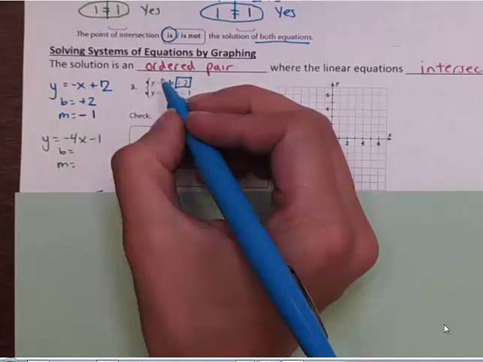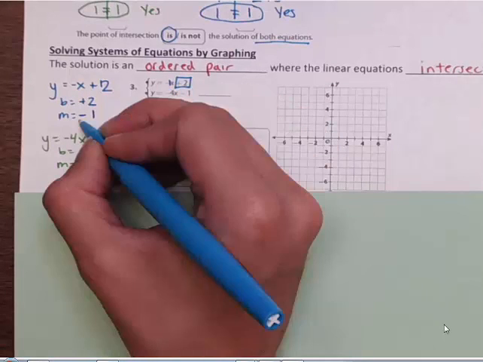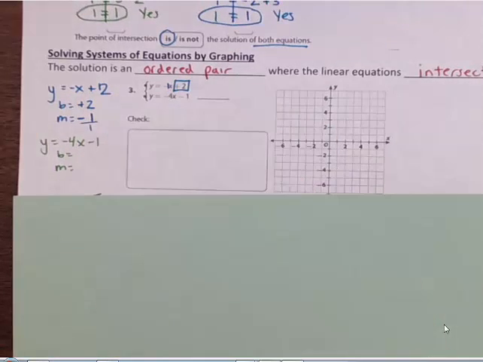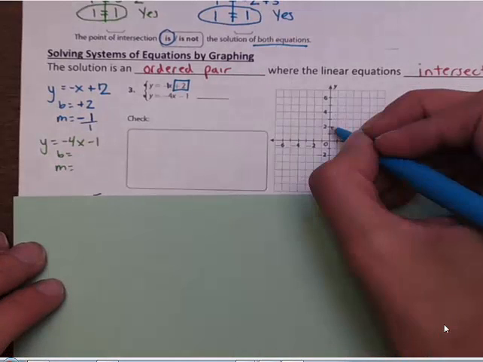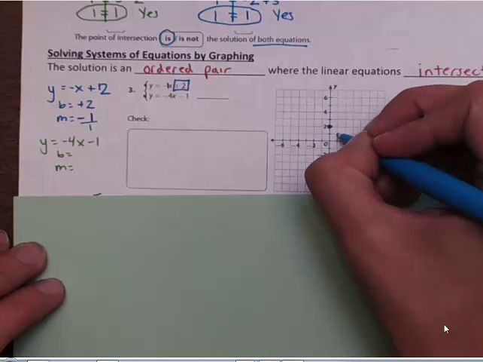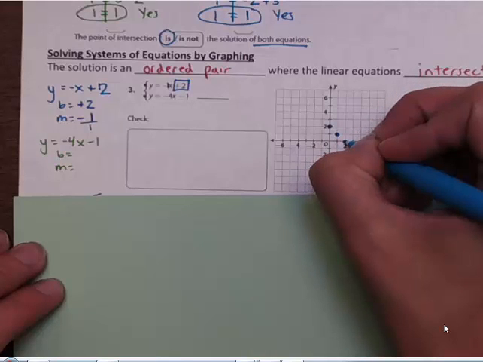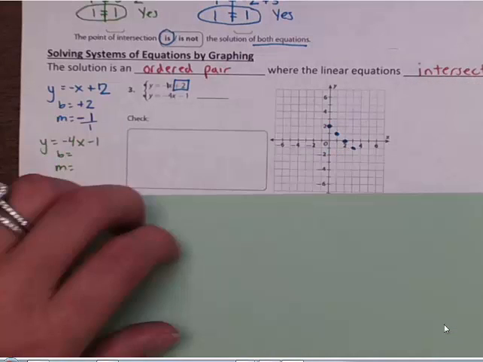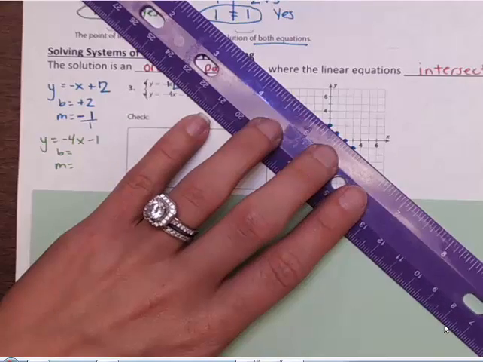Our slope here is negative 1, and I'm going to keep it as a fraction, so I do my rise over run. So I'm going to plot my y-intercept, which is positive 2. I'm going to go down 1 over 2, down 1 over 2, down 1 over 2. And I'm going to connect those points with the line to show that it's continuous.